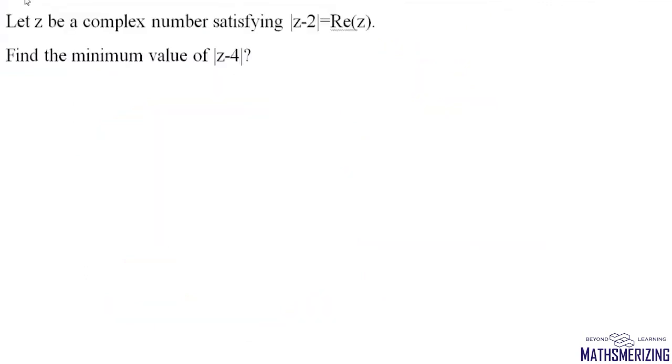Now here the question is, let z be a complex number satisfying this equation, which is mod of z minus 2 is equal to real part of z.